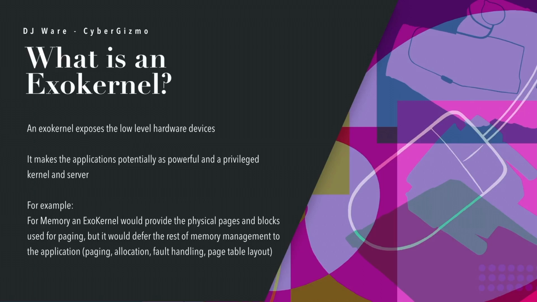For example, in memory, an exokernel could provide the physical pages and blocks used for paging. Oh, wait a minute. You're just like, wait a second. That's an operating system function, isn't it? Sure. But there are times when you might want the application to do that.